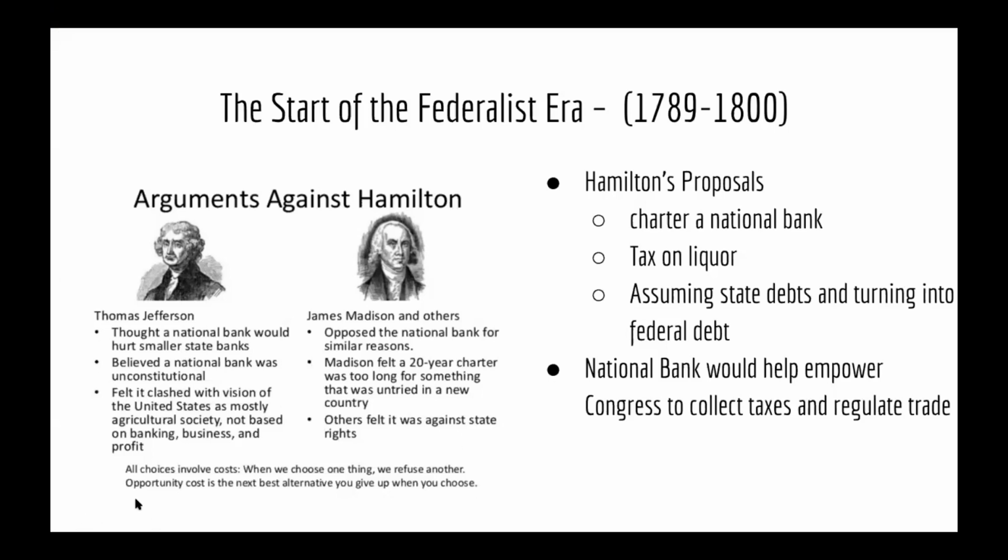So Thomas Jefferson thought that a national bank would hurt smaller banks. He felt that it was unconstitutional because it gave the federal government too much power. James Madison said that a 20-year charter, which was what Hamilton proposed, was too long for especially a new country, since he thought that new systems would be implemented and then more improvements.